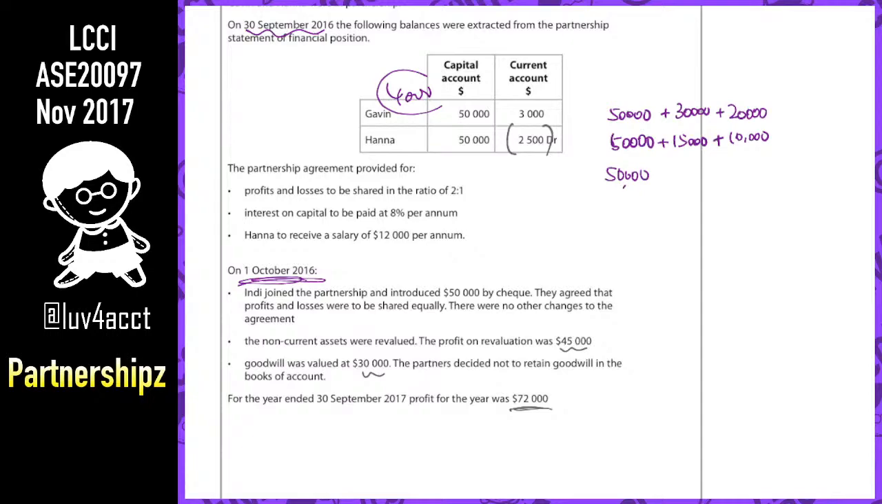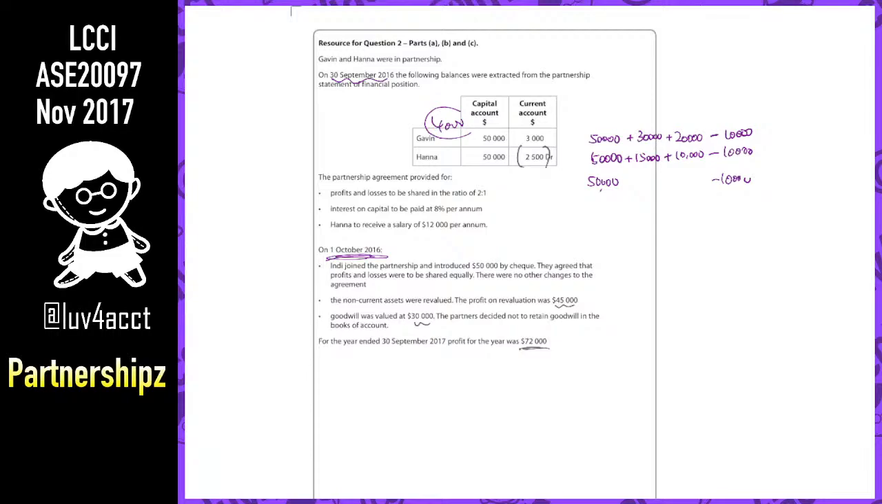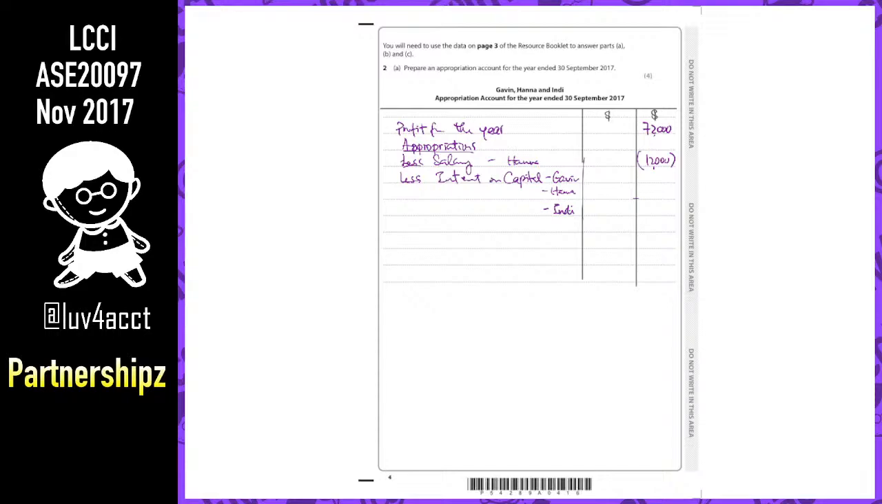And then we will have goodwill written off. 30,000 divided by the 3 people, so we have minus 10,000, 10,000, and then 10,000. Yes, this is after 1 year.